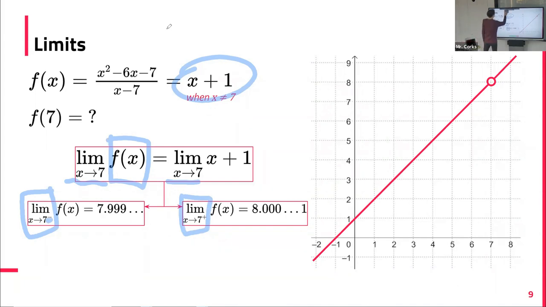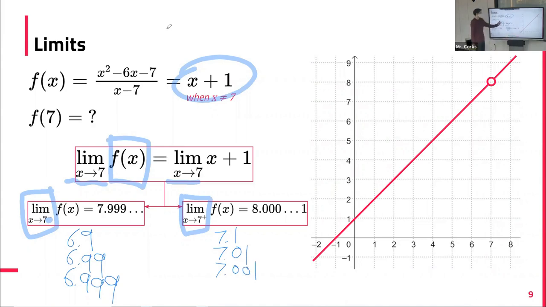So the values we would put in here, 6.9, 6.99, 6.999, like that. And here, same idea, but 7.1, 7.01, 7.001. And we just get closer and closer. And our results from below 7, we'll get 7.9999 to infinity. And on the other side, we get 8.0000 to infinity, and then a 1.